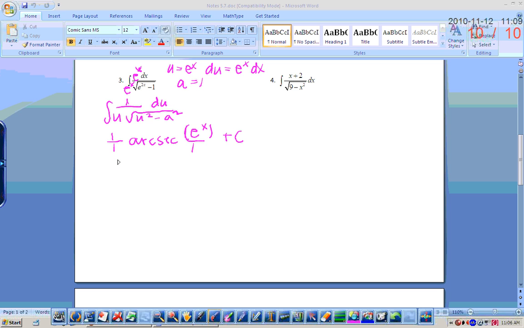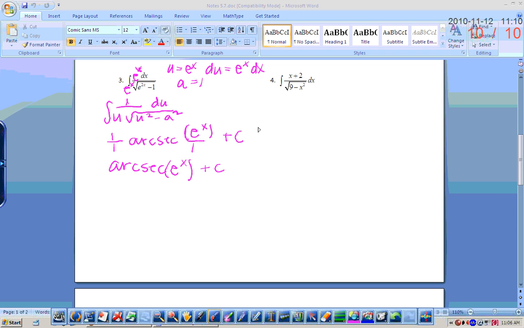And I really don't need all those 1s, so I could just say arcsecant e to the x plus c. Okay, that's as hard as it gets. All right, number 4.